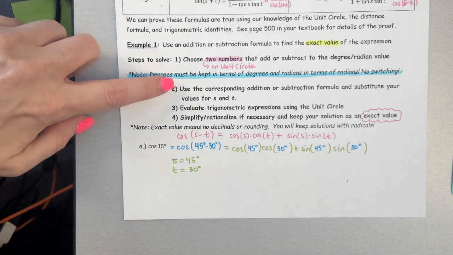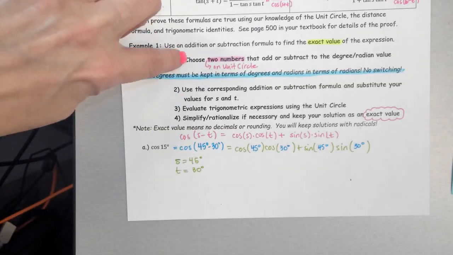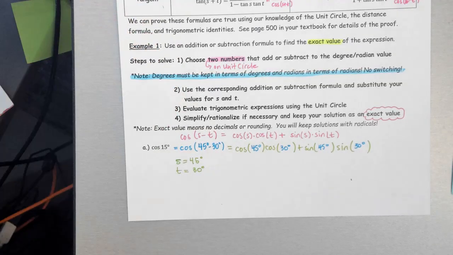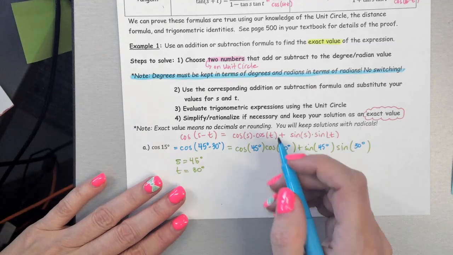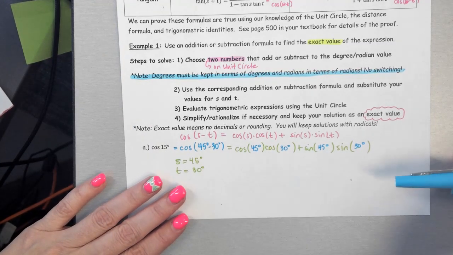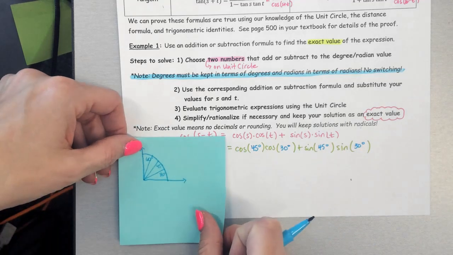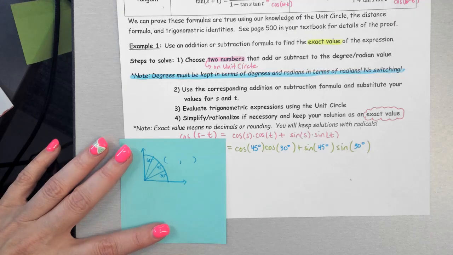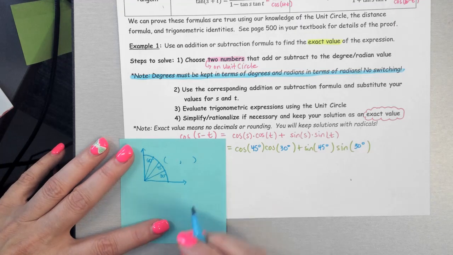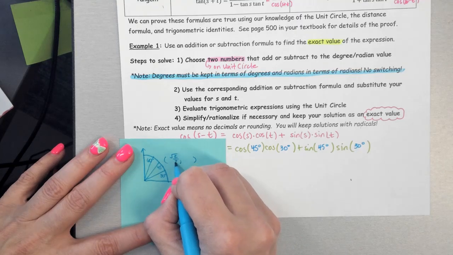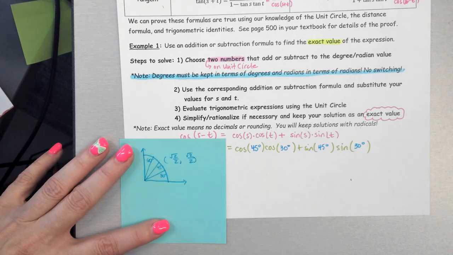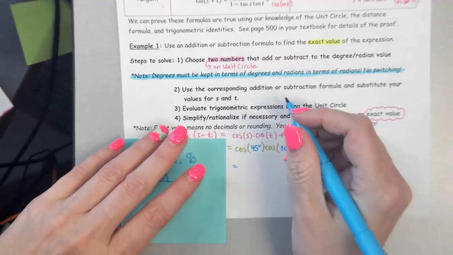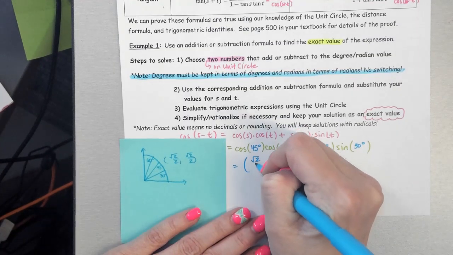All right, so we wrote the formula, we chose those two numbers, wrote the formula. Now we need to evaluate using the unit circle. Okay, so on the unit circle, the cosine value at 45 degrees, can you guys tell me what that is? Do you guys remember? The cosine relates to the what? X, yep. So the point is root 2 over 2, root 2 over 2. Okay, so you're going to have root 2 over 2.